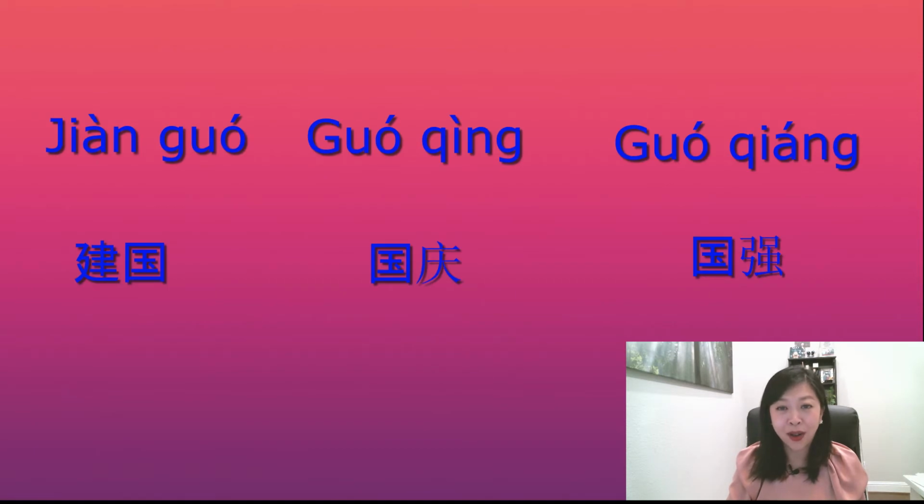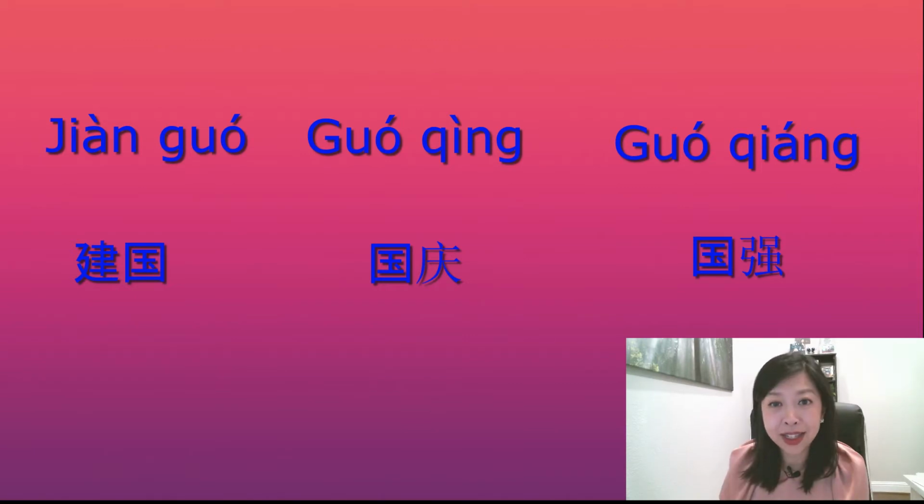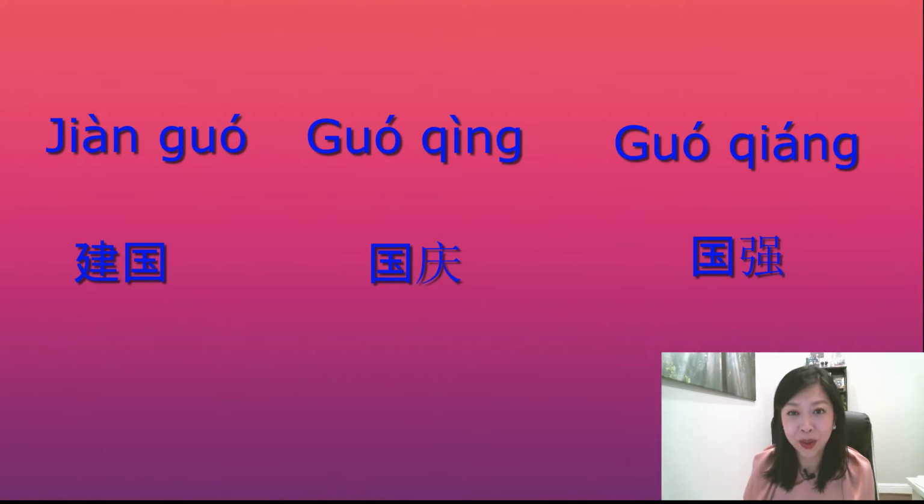The signature names for the people who were born in the year of 1949 and the following 10 years are 建国, 国庆, 国强. The meanings of these names are to commemorate the founding of the People's Republic of China in the year of 1949. 建国, 建 means to build. 国 means country. 国庆, 国 is a country. 庆 means to celebrate, celebration. 国强, 国 is a country. 强 means strong, which is to wish a strong country.